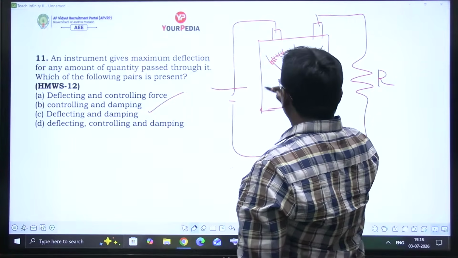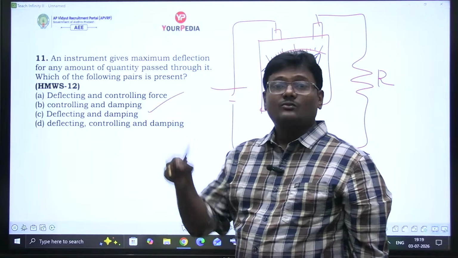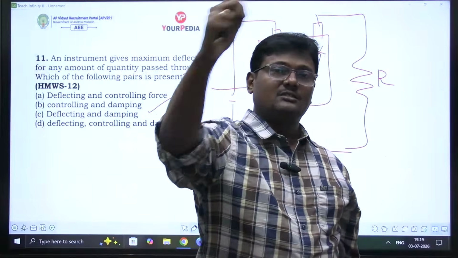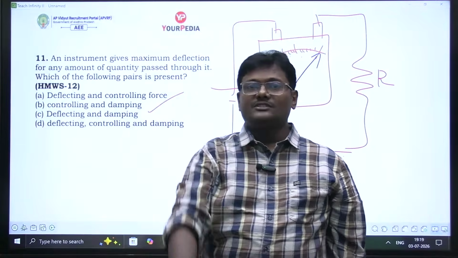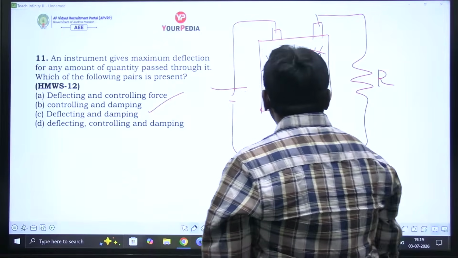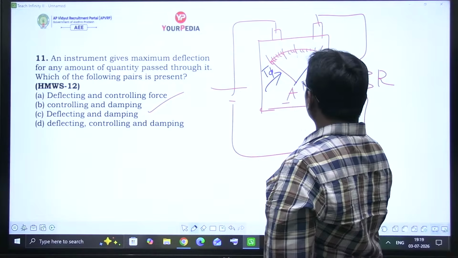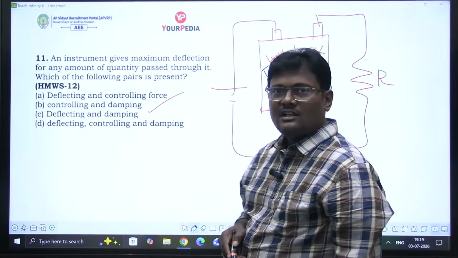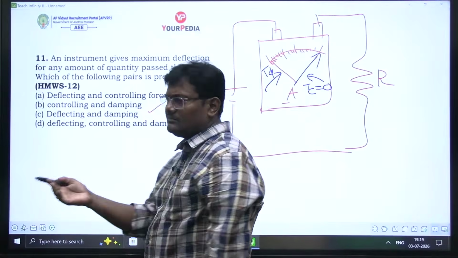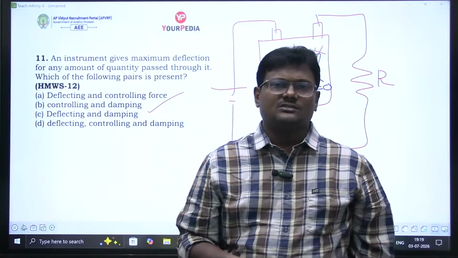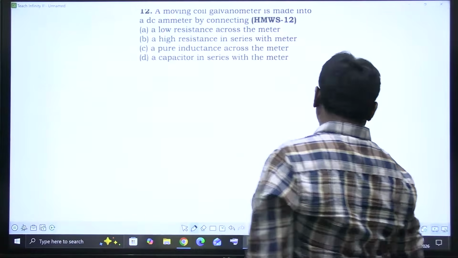What is meant by deflecting torque? The force required to move the pointer from its initial position is called the deflecting torque. So it will come like this. But if the controlling torque is absent, then it will go to the final position. So additionally damping torque is given, so that it will not make oscillations. So C option is correct.